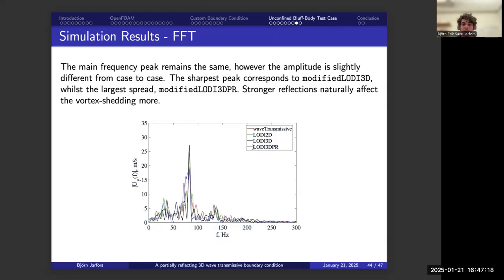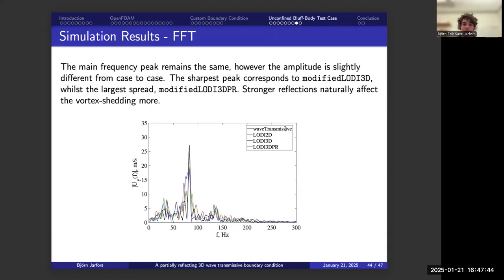For me, it's very expected that you see a broader peak for the partially reflecting frequency peak for the shedding, because you intentionally have more reflections which couple to the vortex dynamics, and that will sort of perturb the vortex shedding. Since it's a hydrodynamic instability, it can be very sensitive to pressure fluctuations.